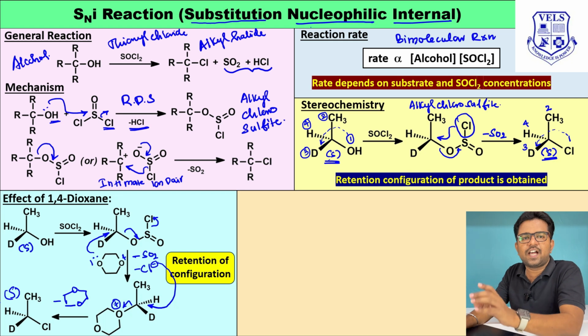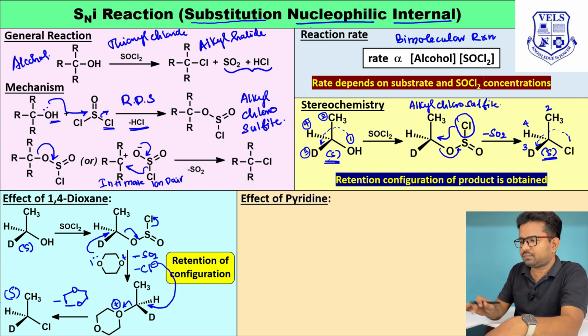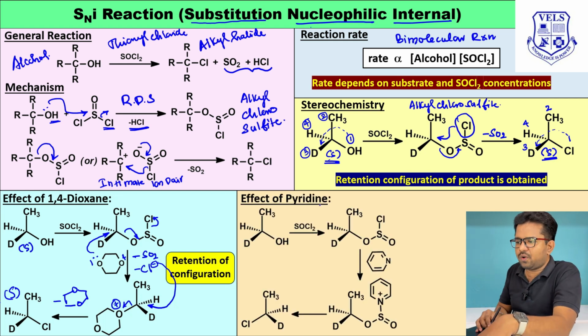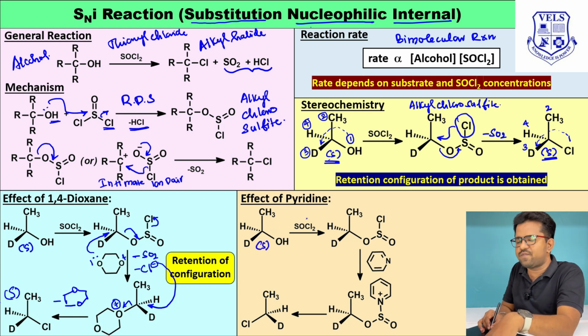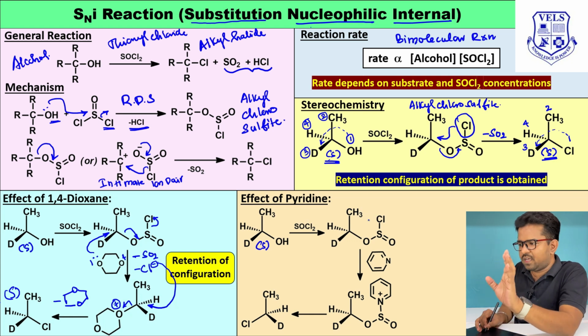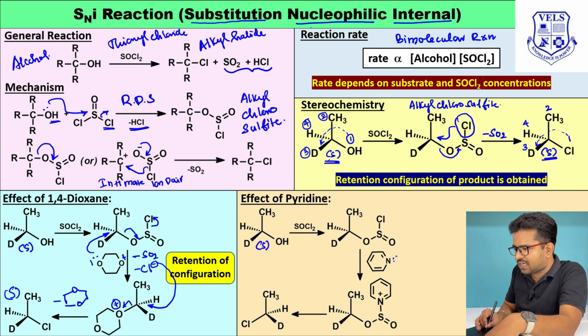Next one, what is the effect of pyridine in SNi reaction? I have given the same reactant. The configuration of the reactant is S. Now this is treated with thionyl chloride. The first step is the formation of alkyl chlorosulfite. Once it is formed, in the second step pyridine comes into the reaction. The lone pair of electrons on the nitrogen atom attacks the sulfur atom. As a result, the Cl takes the electrons and leaves as Cl minus, leading to the formation of this type of intermediate.